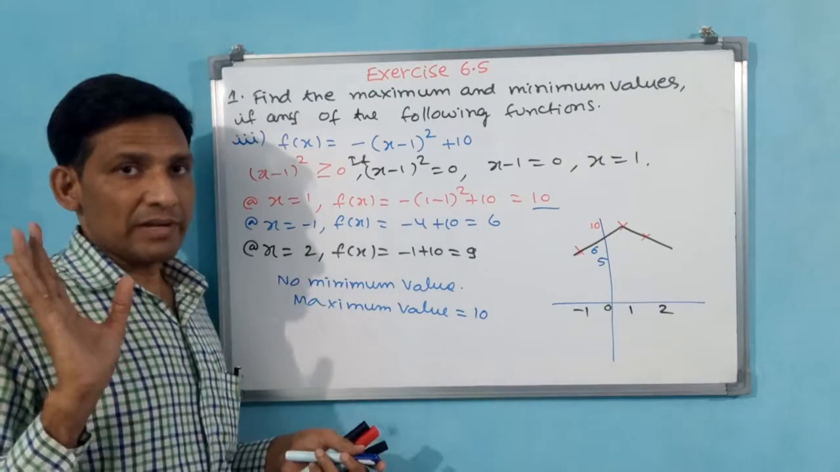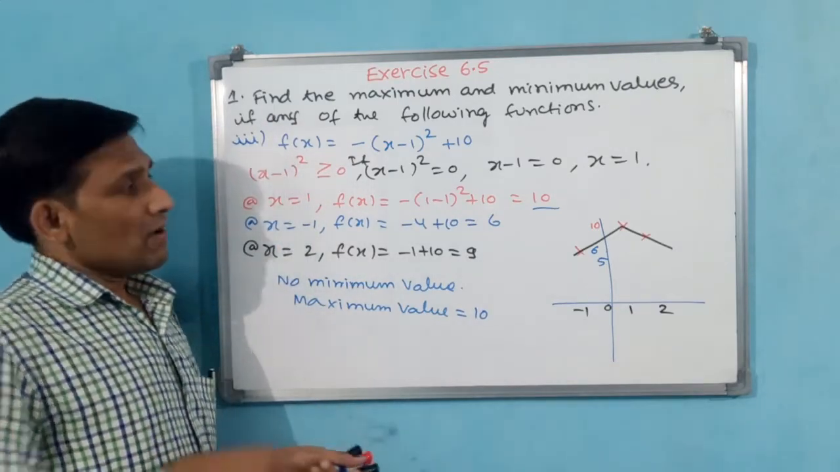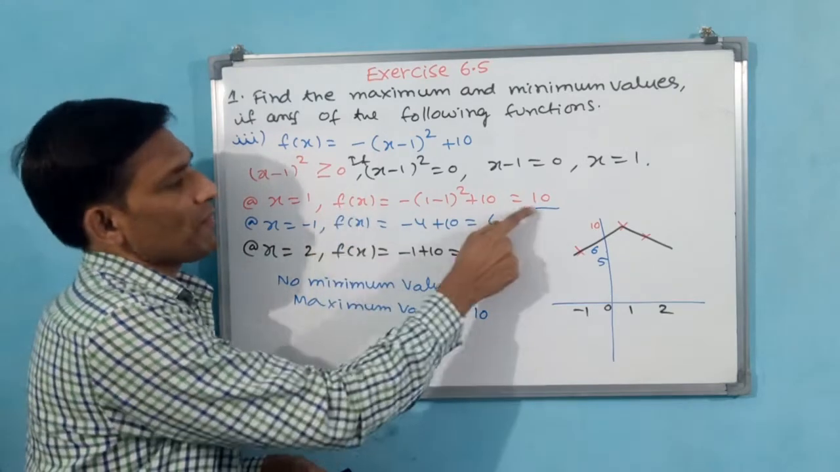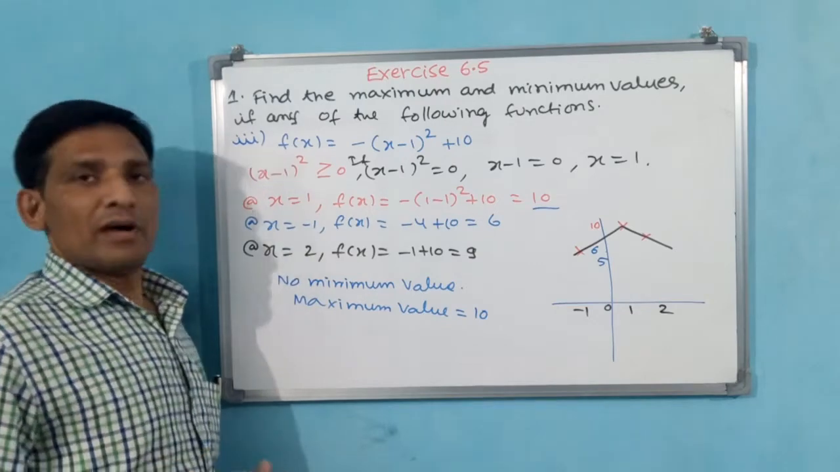Inverted V means maximum value. V means minimum value will come. Okay? This maximum value, minimum value is f of x. Please keep in your mind. Let us go.